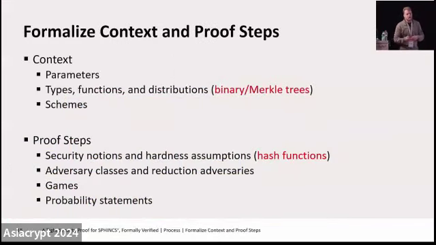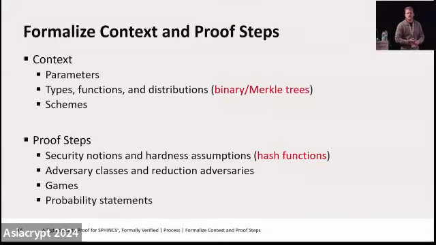Okay, so that's the first step of constructing the proof. And then the second step is the formalization of the context and the proof steps. Here, I won't go into many details, but for the context, there are the parameters, the types, functions, and distributions, which is where our binary and Merkle tree library comes in, as well as the specification of the schemes.